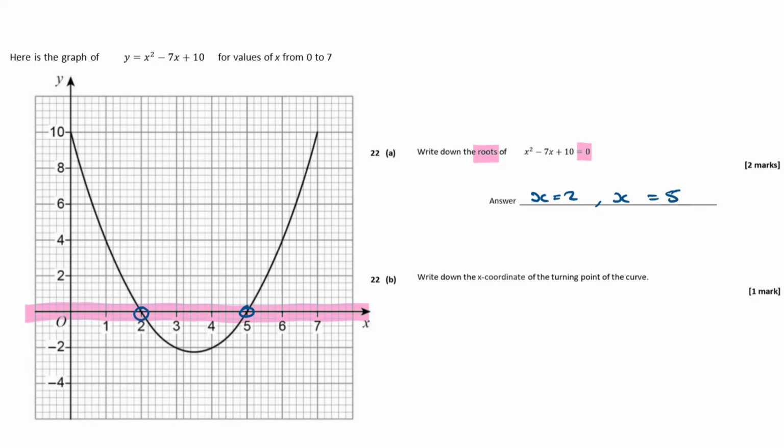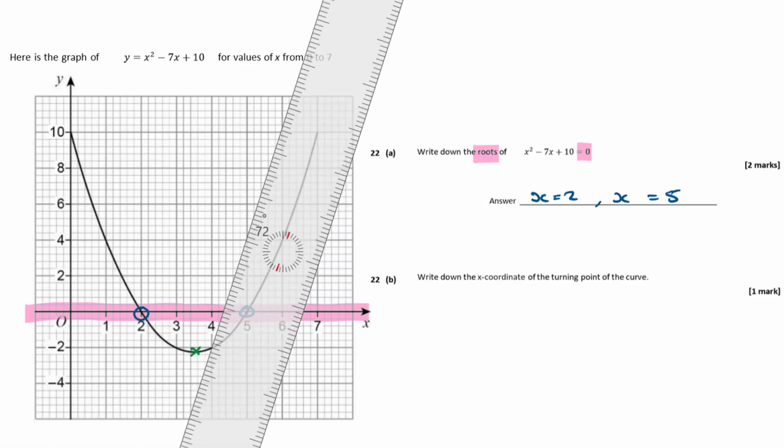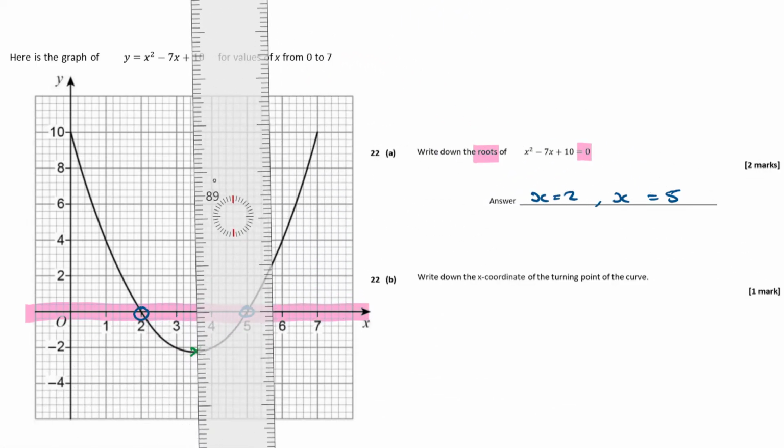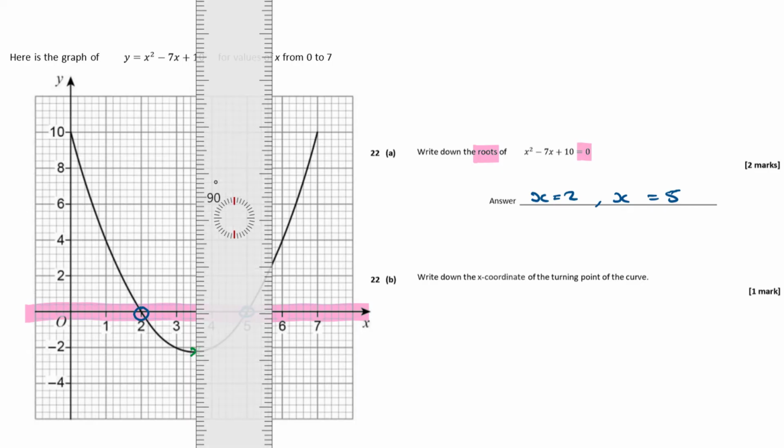Write down the x-coordinate of the turning point of the graph. Now the turning point is the bit where it stops going down and starts going up, which is that point there. Now you can see this is what we call a parabola, this shaped curve. It's a quadratic curve, and quadratic curves are symmetrical around that middle line there, okay?